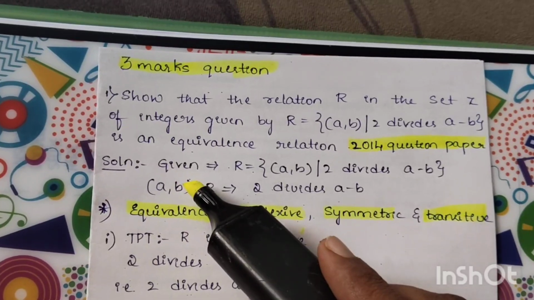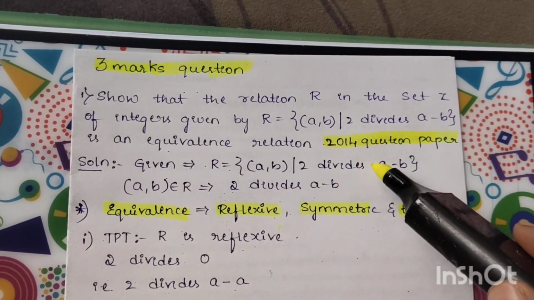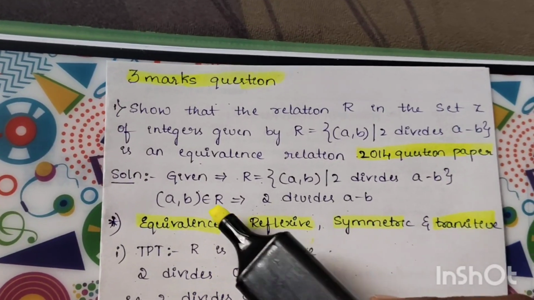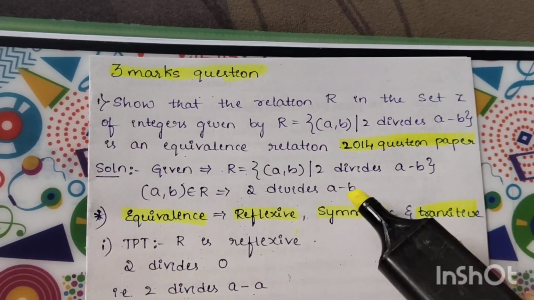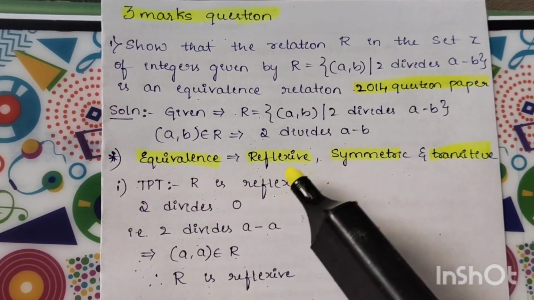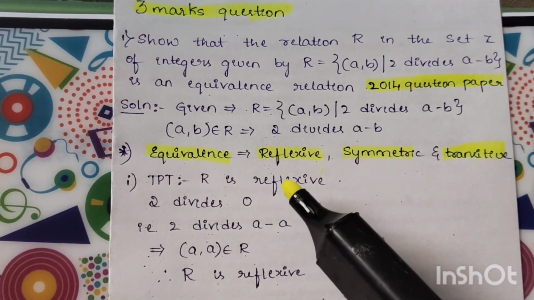The solution: given R = {(a, b) such that 2 divides a - b}. So (a, b) belongs to R means 2 divides a - b. First one, reflexive. To prove that, TPT means to prove that R is reflexive.